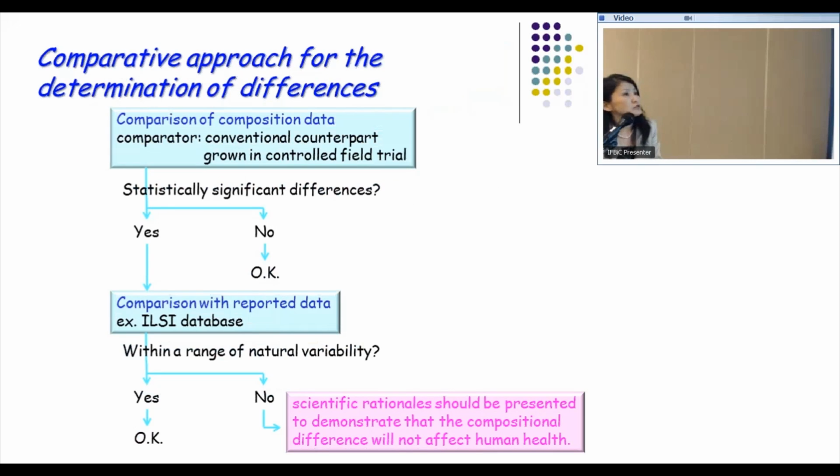And the procedure is shown here. First, the comparison of composition data is conducted between the GM crop and its conventional counterpart, which was grown in a controlled field trial. If there is no significant difference, it's okay. But if there is a significant difference, in that case, the GM data will be compared with reported data.